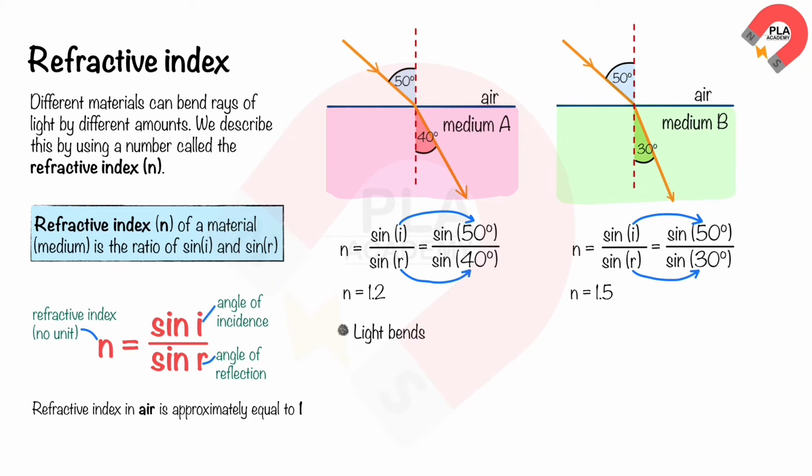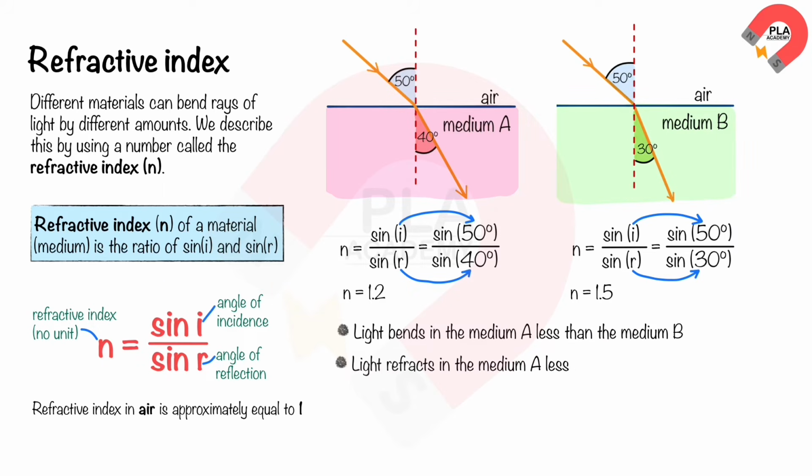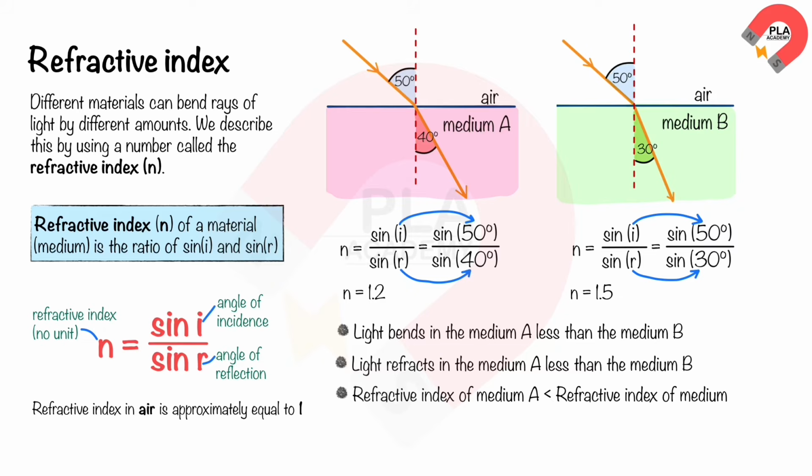From the results of the example, we can see that light bends in medium A less than in medium B. So, light refracts in medium A less than in medium B, and the refractive index of medium A is less than that of medium B. This shows that the density of medium A is also less than the density of medium B.